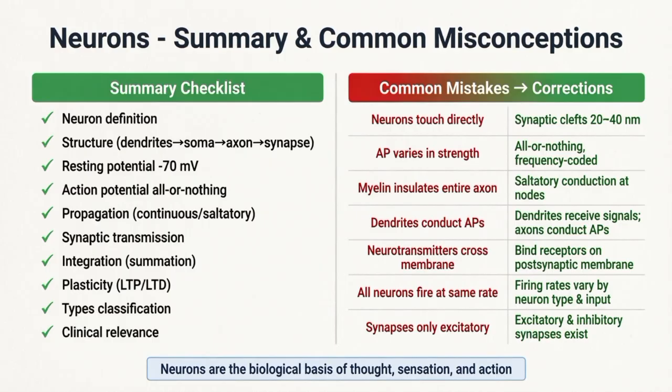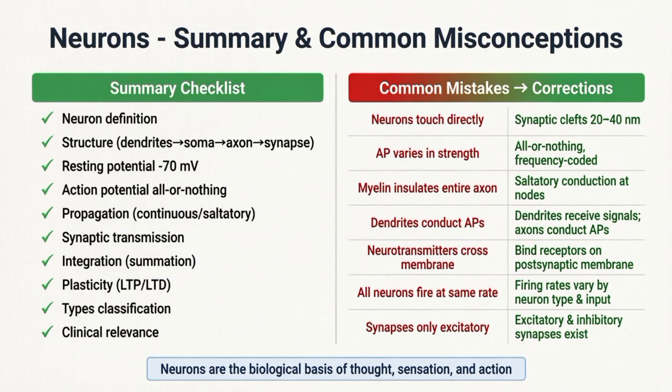6, synaptic transmission. Involves neurotransmitter release and receptor binding. 7, integration. Neurons sum excitatory and inhibitory inputs. 8, plasticity. Connections strengthen through LTP. 9, classification. Neurons are classified by structure and function. 10, clinical relevance. Essential for treating neurological disorders.